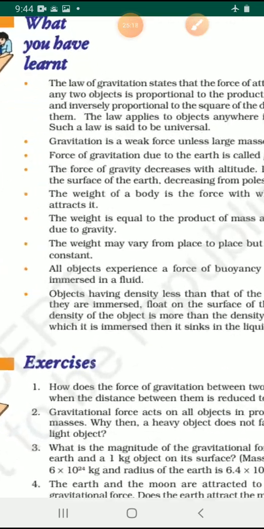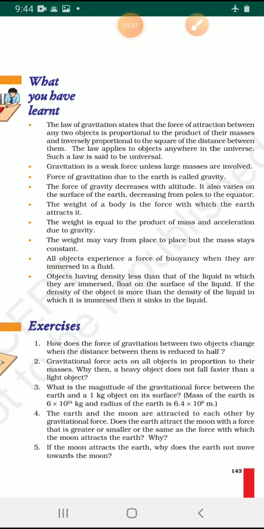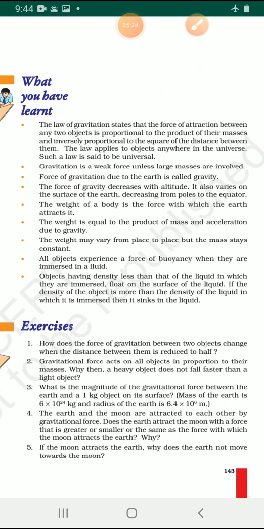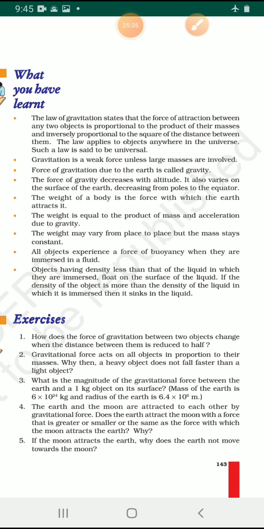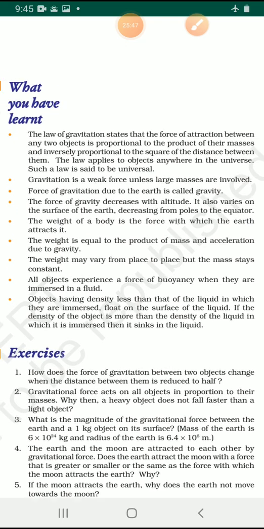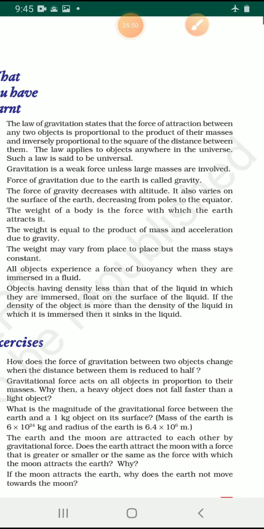So children, in this chapter we have discussed so many things. The law of gravitation states that the force of attraction between any two objects. About gravitation we have discussed Newton's universal law of gravitation, which says that the force is directly proportional to the product of their masses and inversely proportional to the square of the distance between them. And then we have discussed that gravitation is a weak force unless large masses are involved, right?